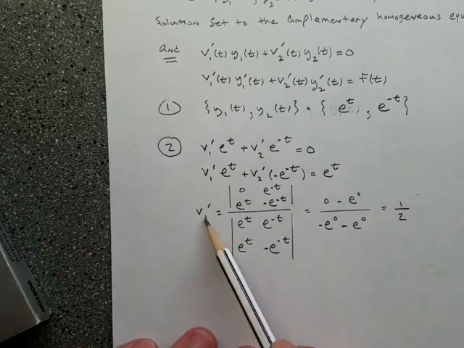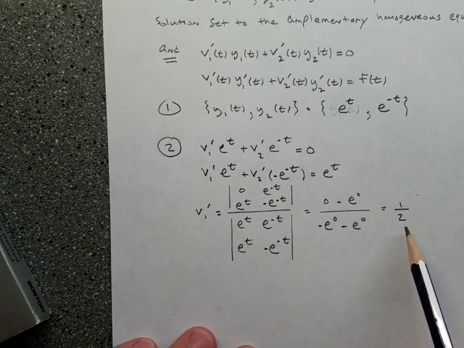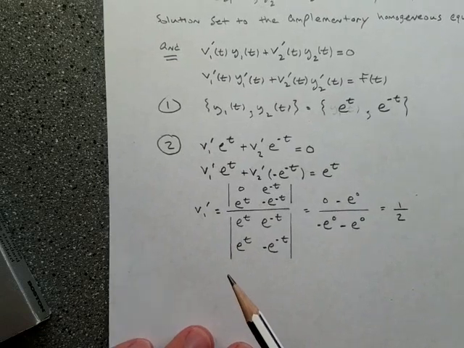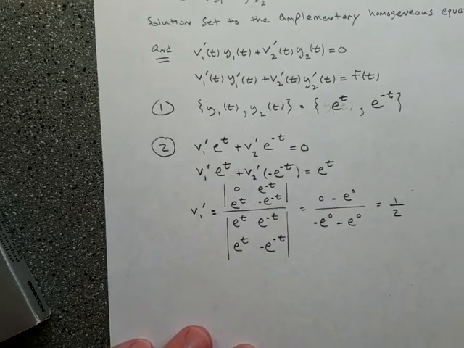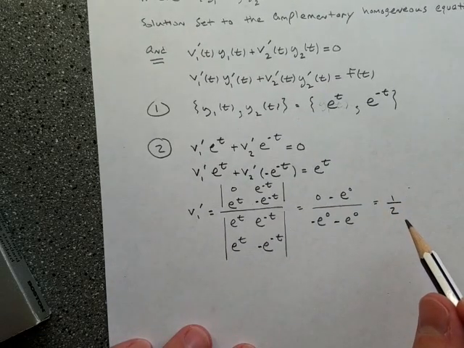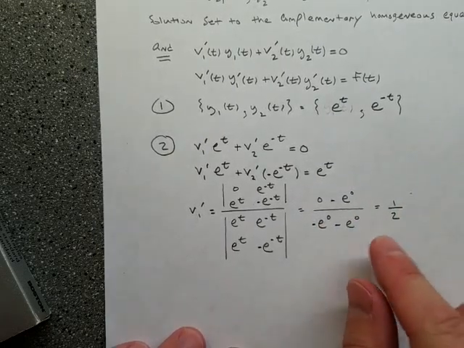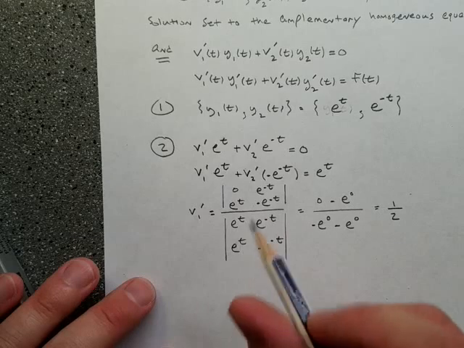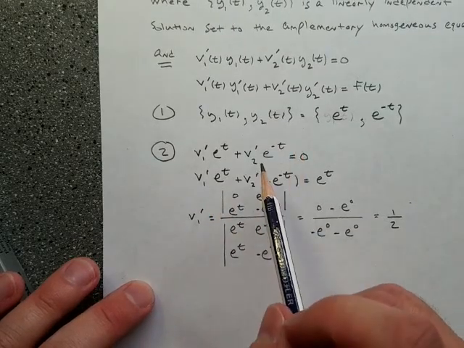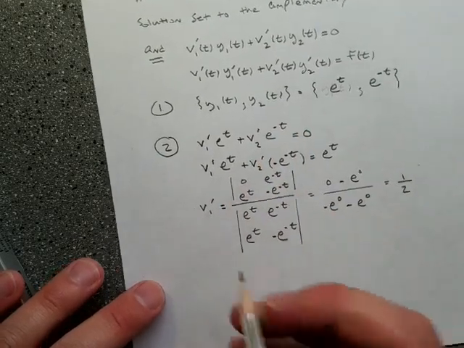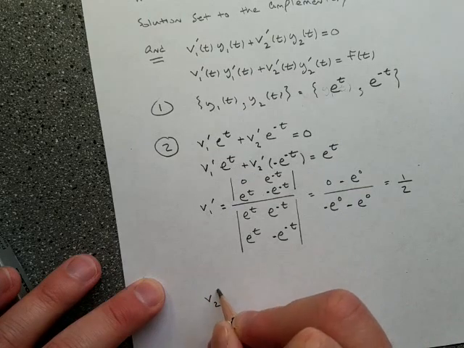Now, if that's v1 prime, then I can tell you what v1 is. It's 1/2 t. We would just integrate that. That's not hard. We'll do that in another step. Let's go ahead and find this other unknown, v2 prime. So here goes, v2 prime.